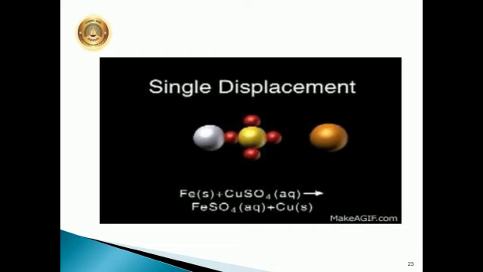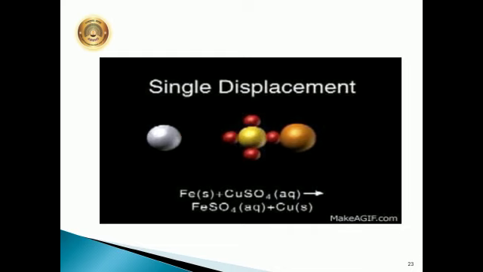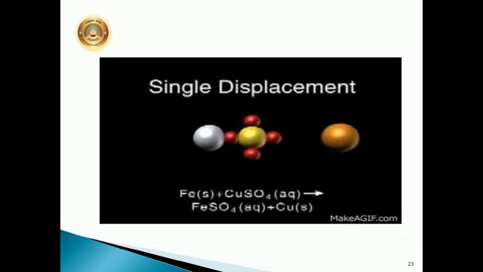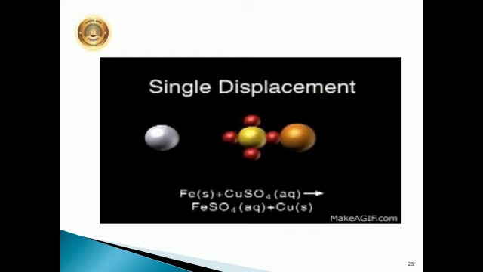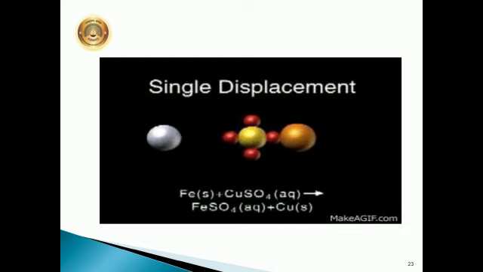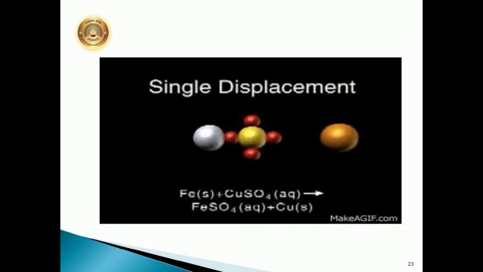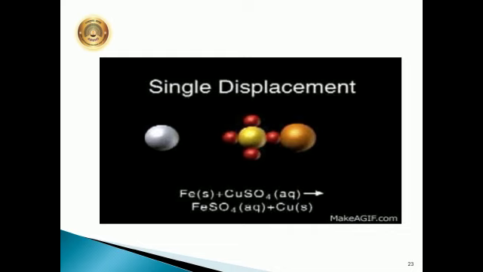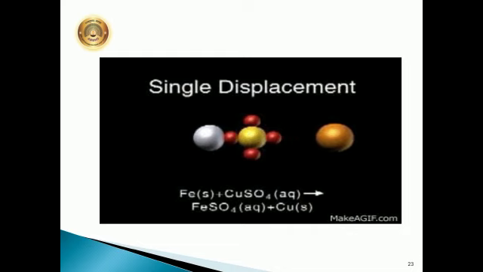Copper sulfate first is there, and then we get ferrous sulfate. So we can see the single displacement reaction here, where the place of a less reactive element in a compound is taken by other more reactive element by formation of its own ion.